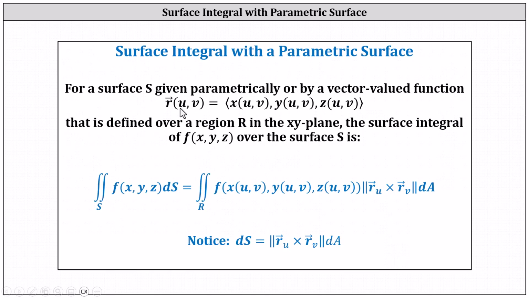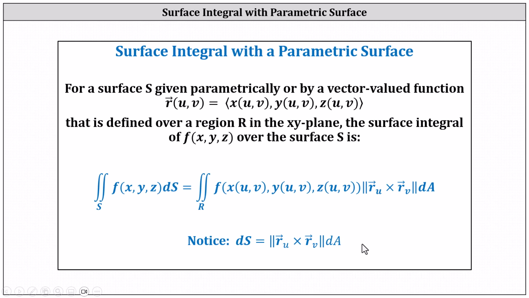For a quick review, for a surface S given parametrically or by a vector valued function r of u comma v that is defined over a region R in the xy plane, the surface integral of f of x comma y comma z over the surface S equals a double integral over the region R of the function f written as a function of u and v times the magnitude of the cross product of the partial of r with respect to u and the partial of r with respect to v times differential A. Notice differential S equals the magnitude of the cross product of the partial of r with respect to u and the partial of r with respect to v times differential A.